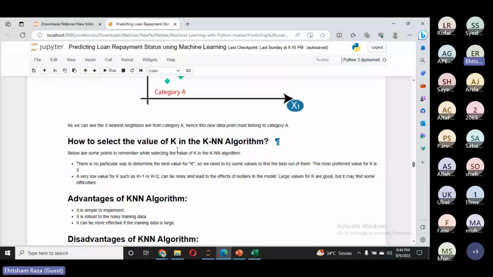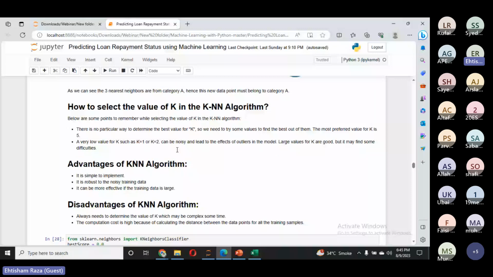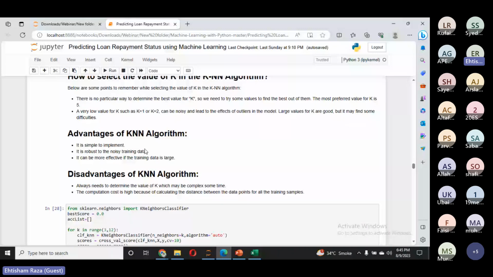Advantages of the KNN algorithm: it is simple to implement, and it is robust to a noisy training dataset. It can be more effective if the dataset is large. It may not work well if your dataset is small. Disadvantages: you always need to determine the k value. You always have to find out which k value to consider.